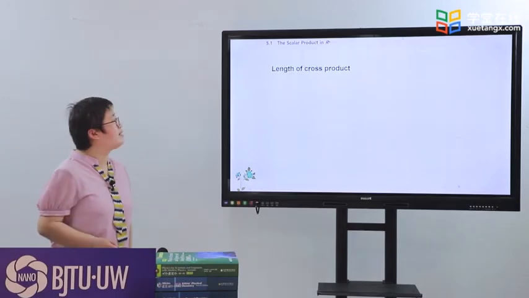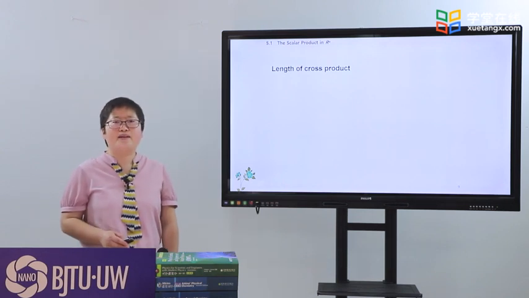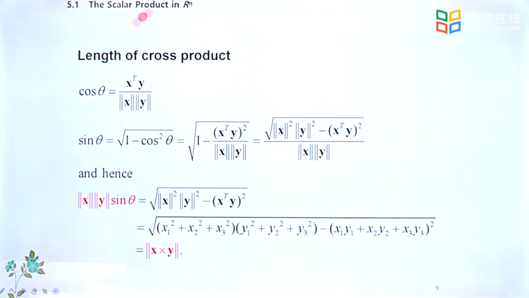Now, we consider the length of a cross product. So we know already, given vectors x and y, where theta is the angle between these two vectors, cosine theta equals x transpose y divided by the length of x times the length of y. And sine theta equals the square root of 1 minus cosine squared theta. So we just substitute cosine theta here, and by simple computation, you have this one.